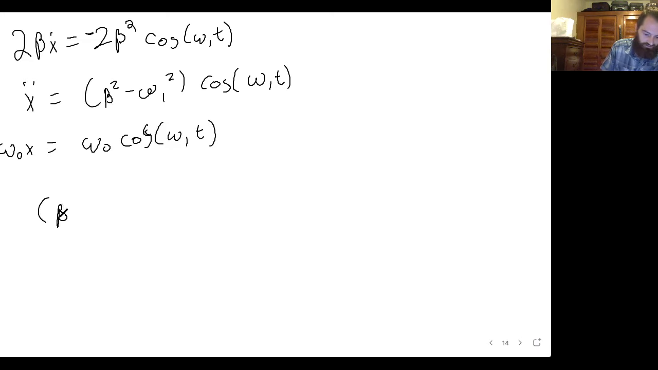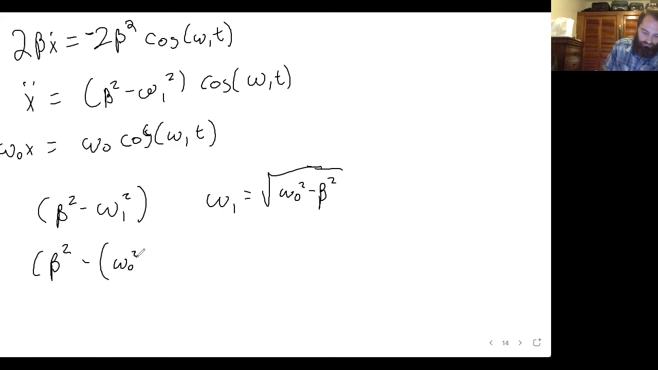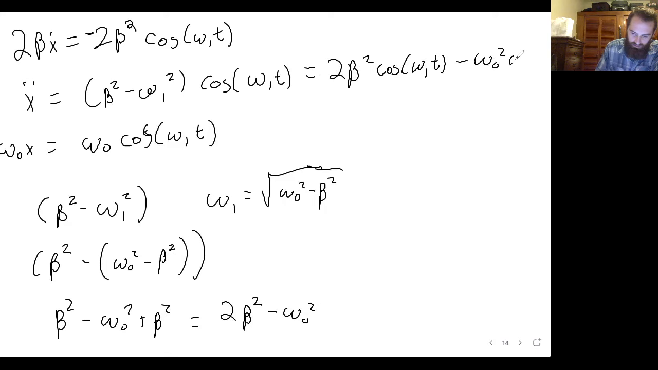So we're pretty close now. The only thing we have to do is expand this. So omega 1 we defined as the square root of omega naught squared minus beta squared. So if we plug that in, we get omega naught squared minus beta squared. So this beta squared is negative negative, so it would be plus beta squared. And so this whole thing reduces to 2 beta squared minus omega naught squared. So this is 2 beta squared cosine omega 1 t minus omega naught squared cosine of omega 1 t.